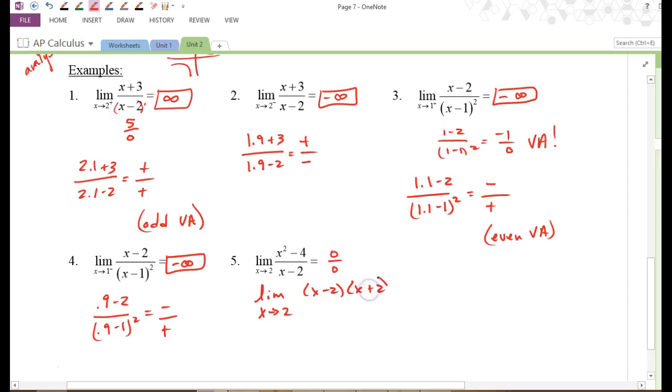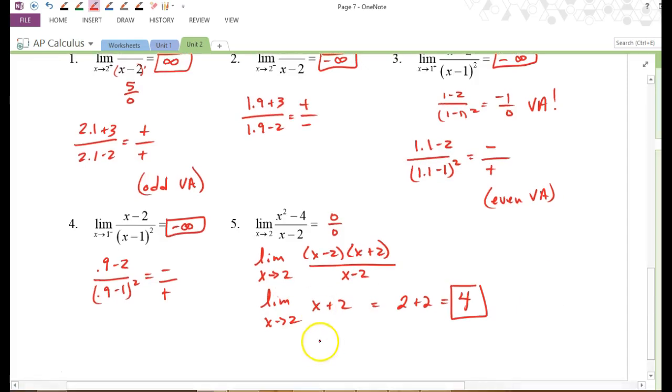Okay, so if we factor this, x squared minus 4 factors into x plus 2 and x minus 2. The x minus 2's cancel out. So the function I'm dealing with is x plus 2. Then if I plug that in, 2 plus 2 would equal 4, and 4 would be my limit. Okay, so we could go further into this and say there would be an odd vertical asymptote. No, just kidding. There would be a hole at x equals 2. Hole. Not a vertical asymptote.